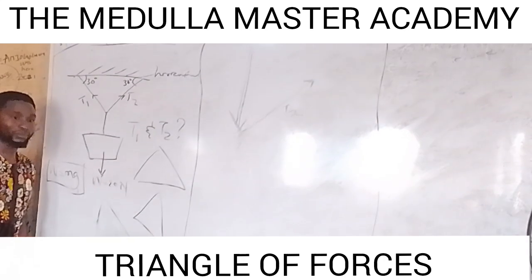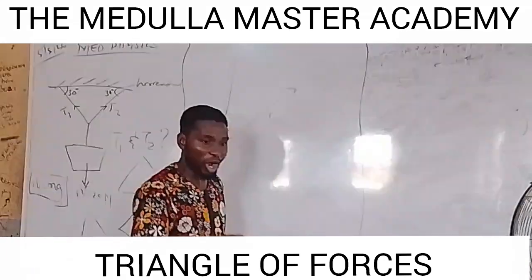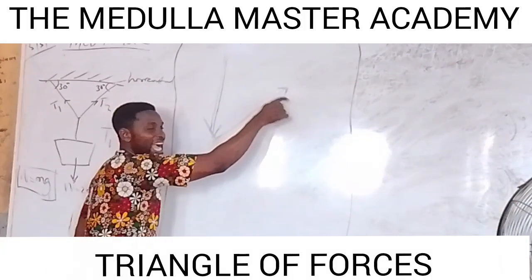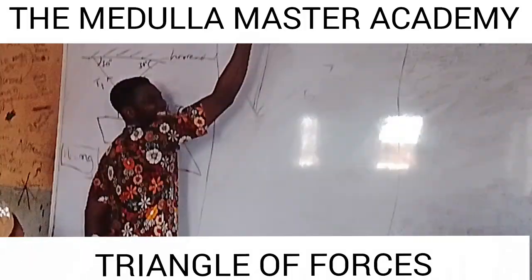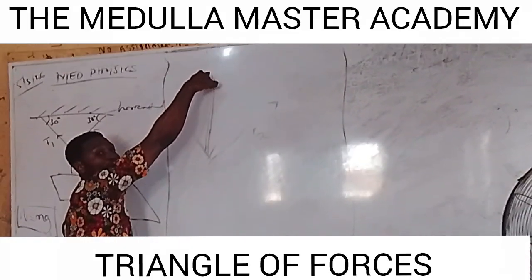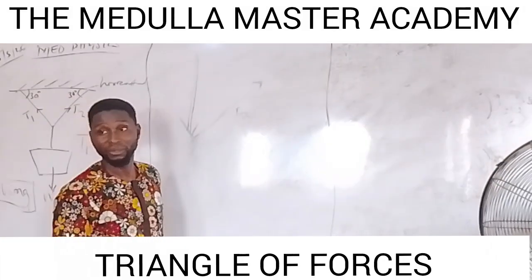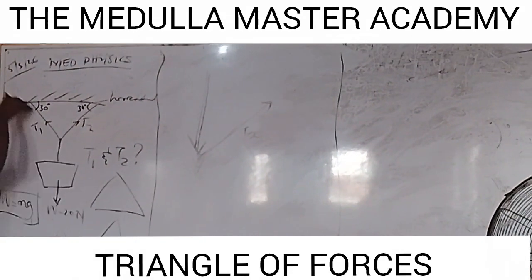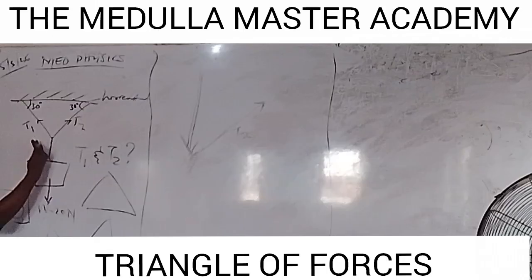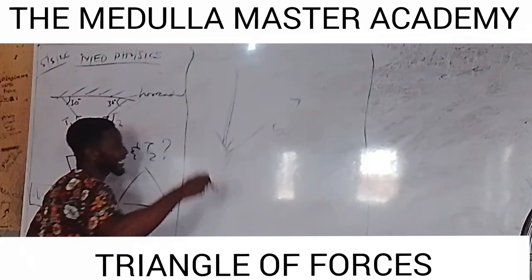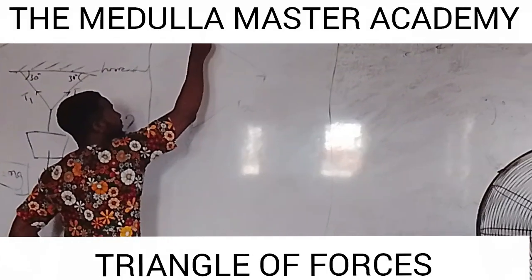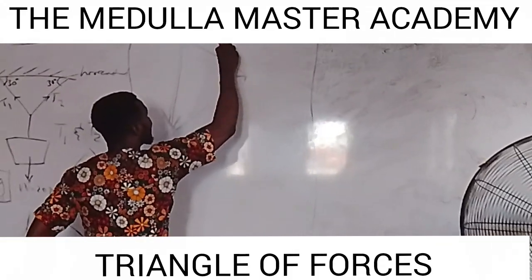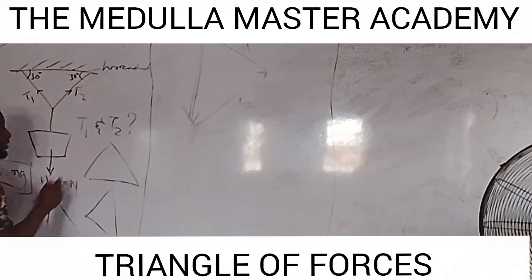What's the next one? The third one begins where the second one ends, and ends where the first one starts. This is the starting point. To form the triangle here, obviously, which one goes like that? Can you see now? That's the direction. So the direction of that force goes like that. This place is T2, this place is T1, and the other force here is the weight.